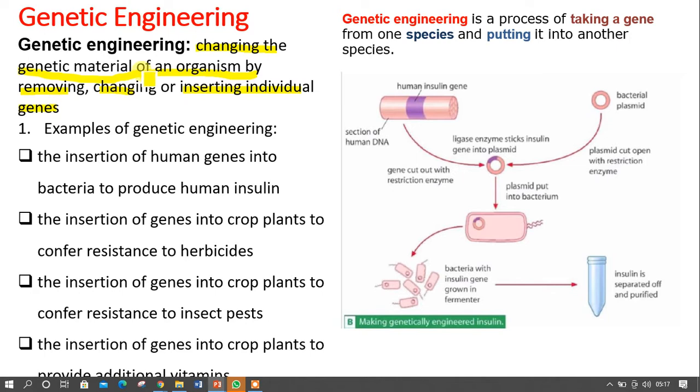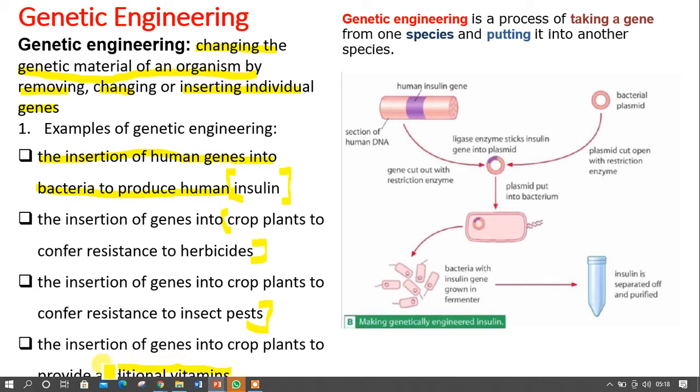Examples of genetic engineering include the inserting of human genes into bacteria to produce human insulin, and also the insertion of genes into crops to confer resistance to herbicides, the insertion of genes into crops to confer resistance to insect pests, and also the insertion of genes into crops to provide additional vitamins.